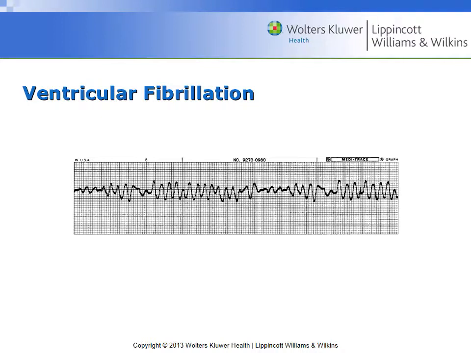This slide shows a picture of ventricular fibrillation. And if you note, you have a very irregular complex here versus ventricular tachycardia where it's regular. And that's the difference between VFib and VTach.